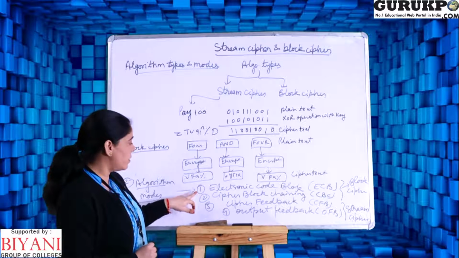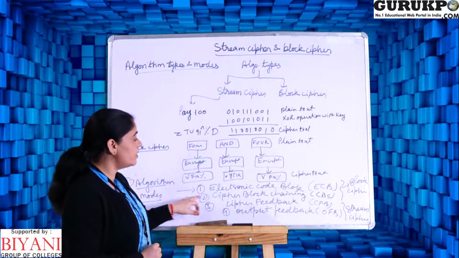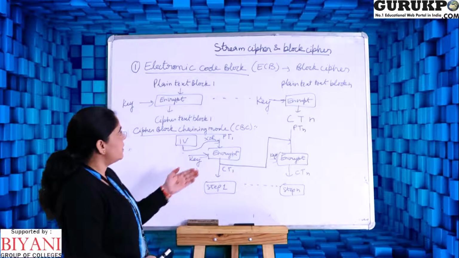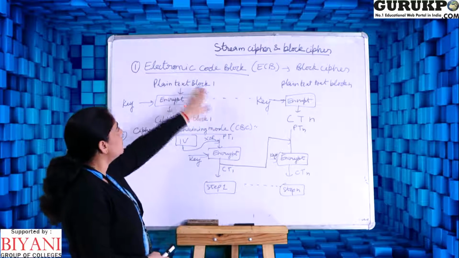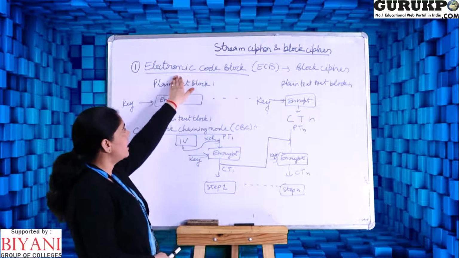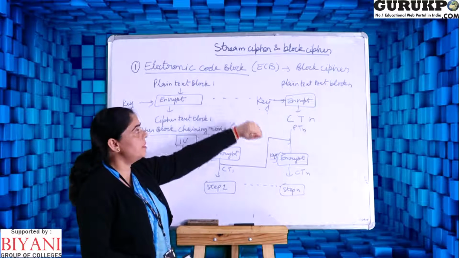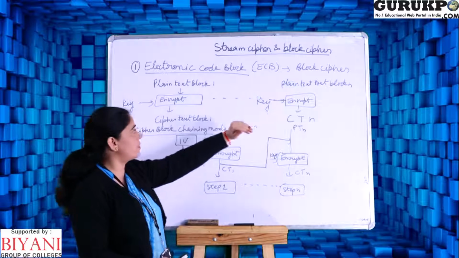So first I want to talk about the electronic code book. So we will explain the algorithm mode. The first algorithm mode is electronic code book, meaning ECB, and it works on the block cipher.